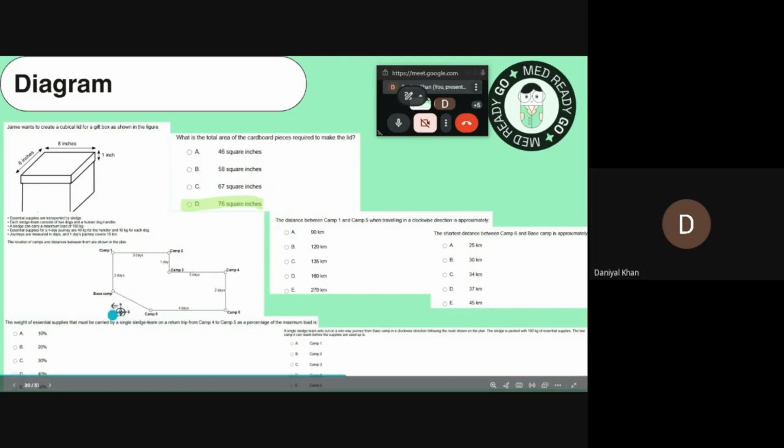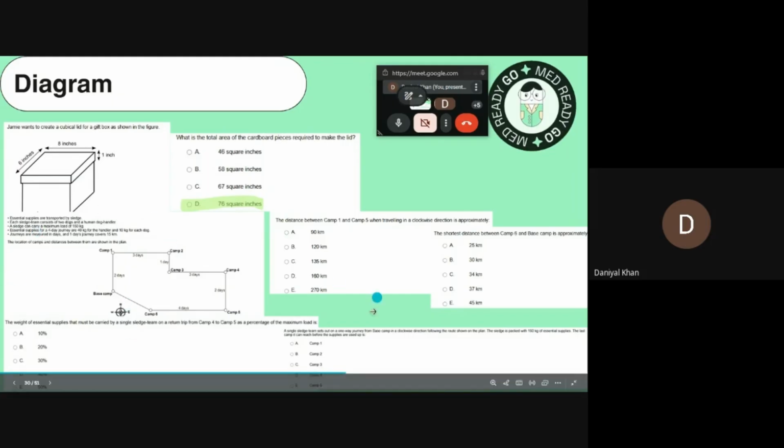All right. Now this next question, it looks really hard, but it's actually really simple. You're given not coordinates, a compass with your north, east, south, and west. Ignore all this information for now. There's too much information there to even bother. So just look at this first, the question. The distance between camp 1 and camp 5 when traveling in a clockwise direction is approximately.